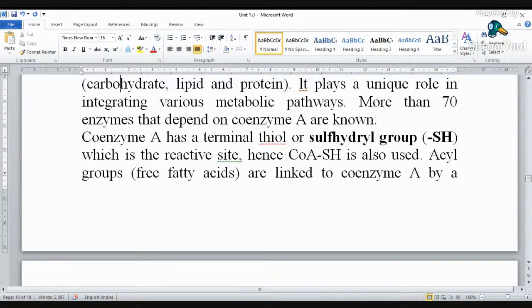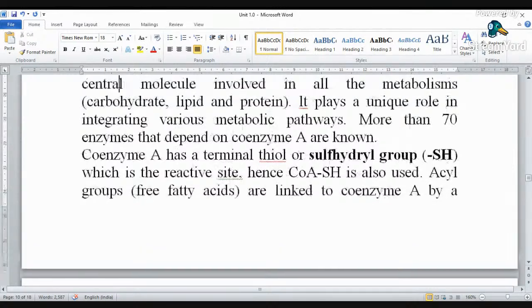So what is pantothenic acid? Pantothenic acid is a vitamin and it has an active form, that is coenzyme A. Coenzyme A is the active form of the vitamin pantothenic acid. Coenzyme A is involved in carbohydrate, lipid, and protein metabolism. It has a unique role in integration of metabolic pathways. It integrates the metabolic pathways.